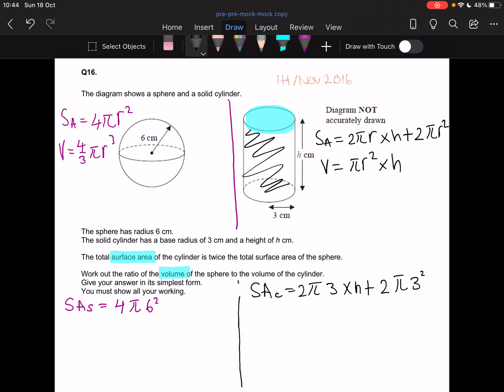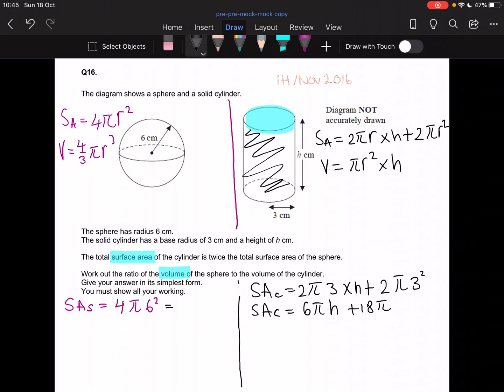So I'm going to try to simplify this as much as possible here. Let's finish the cylinder first. The surface area of the cylinder: in this first bit, 2 times 3 is 6, so I've got 6 pi. The h I can't do anything with, so I keep it. So 6 pi h from the first bit. And then 2 times 3 squared, that's 2 times 9, so that's plus 18 pi from the second bit.